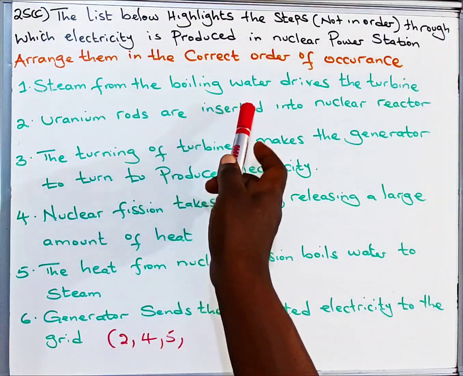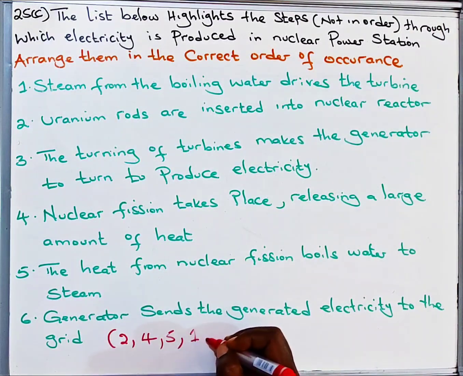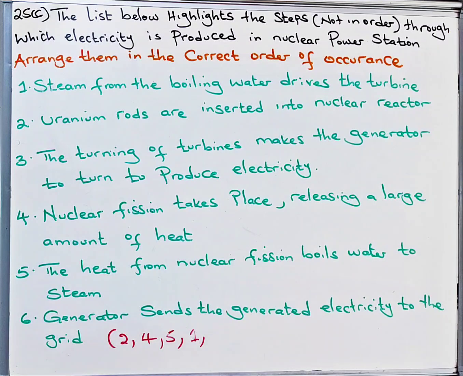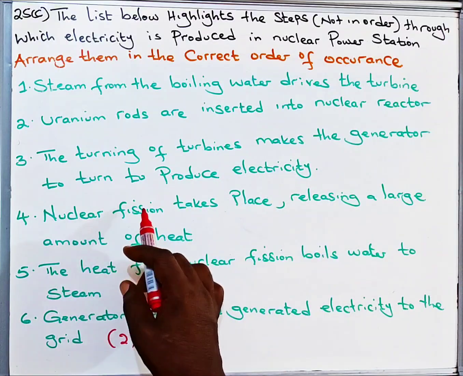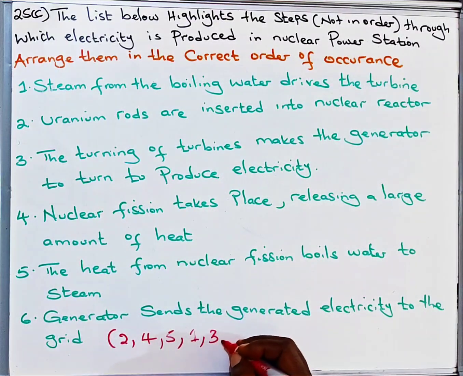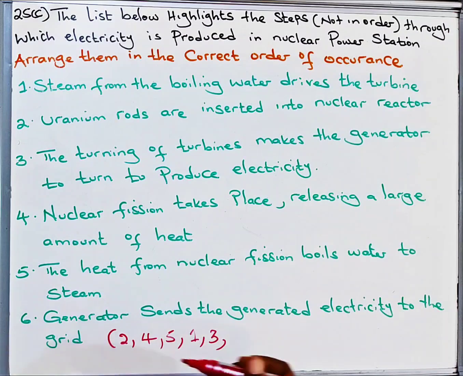Then the steam from the boiling water, that's the next one, drives the turbine. Then what is next? Next is the turning of the turbine makes the generator turn to produce electricity. That's number 3. And then lastly, it's number 6. The electricity produced is sent into the grid. Those are the essential steps for producing electricity from a nuclear power station.